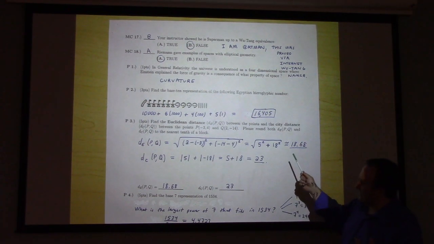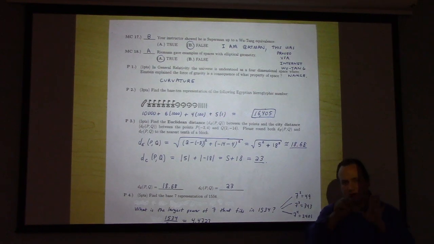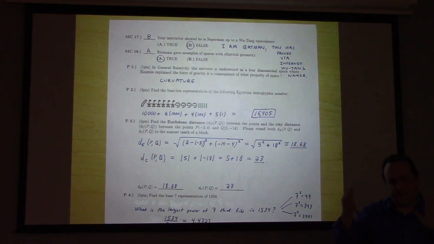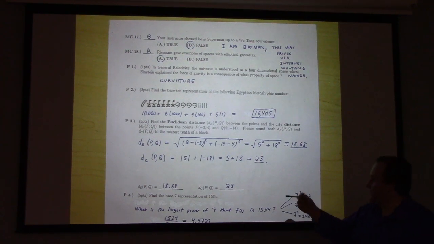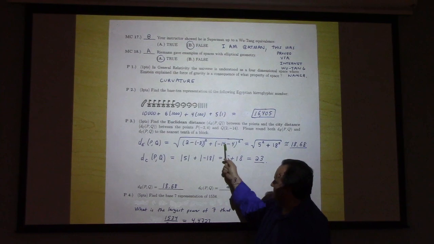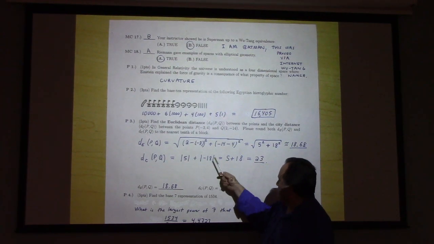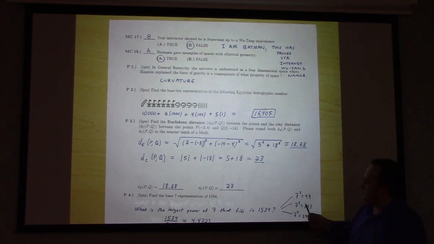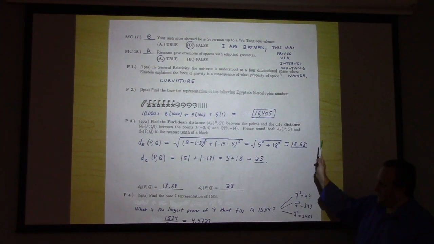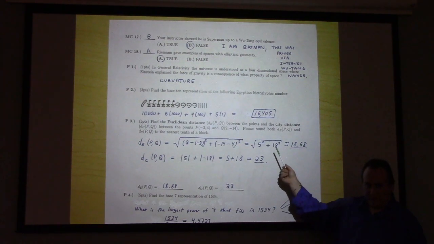Now the city distance means that you're going just horizontally and vertically, and the formula for that is just take the absolute value of these numbers and add them together. So the absolute value of 5 plus the absolute value of -18 gives you 23 for the city distance. If you didn't get this right already, take a few minutes to figure it out. You can do it. It's not that bad. It really is not. Everyone can do this.